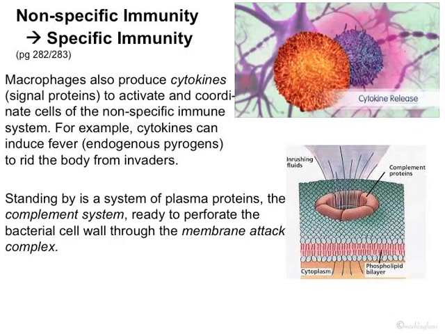Also, what is standing by is interesting. We have a system of plasma proteins, and they can aggregate in a complement system and perforate bacterial cell walls through what they call a membrane attack complex. So that's similar to the perforins. It's just a hole that is created in a cell membrane, and once the boundary between the inside and the outside is breached, that cell will perish.